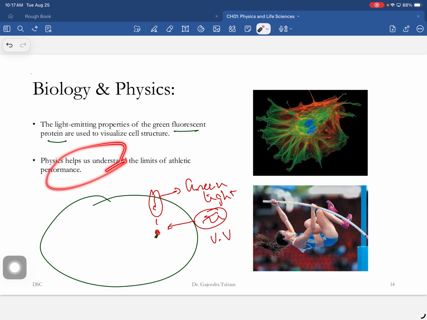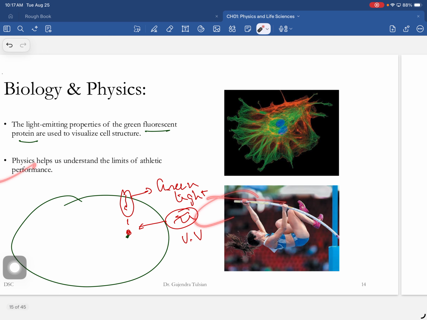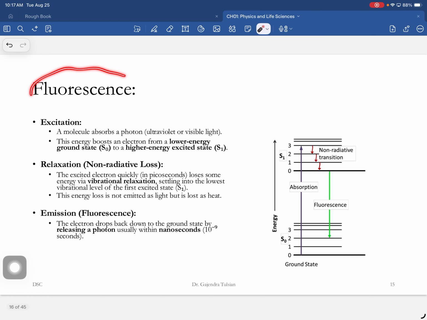By the way, physics will tell you what are the limits of athletic performance. Okay, so here's fluorescence.